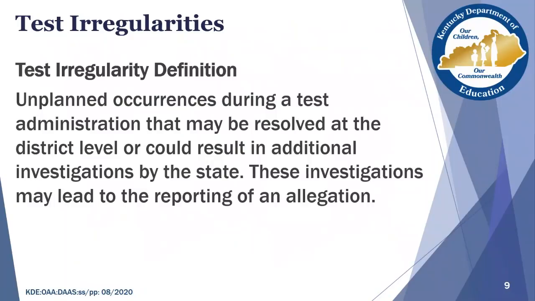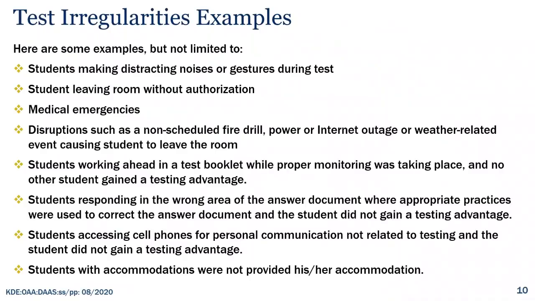So what does a test irregularity look like? These are some examples of test irregularities. All of these are not allegations, but may need to be investigated to determine that status. All test irregularities should be documented and maintained in the district. Getting statements quickly from all parties involved will assist the DAC to know if an allegation should be filed.